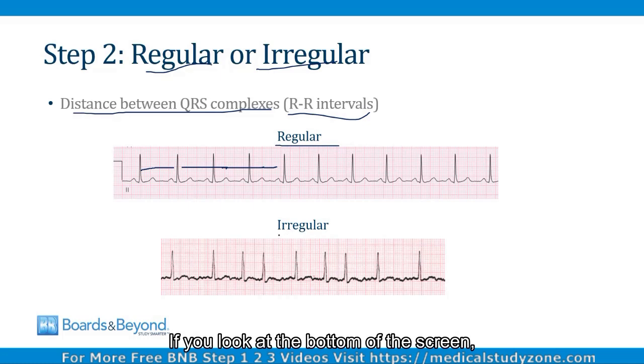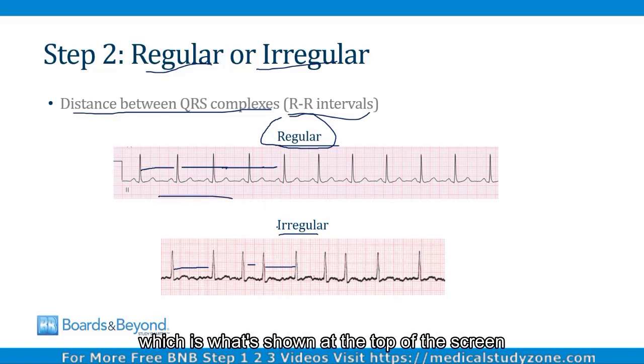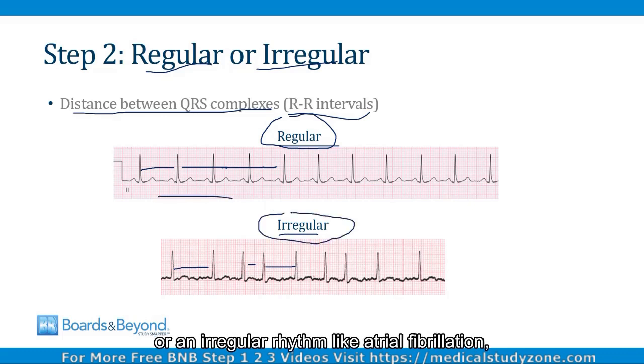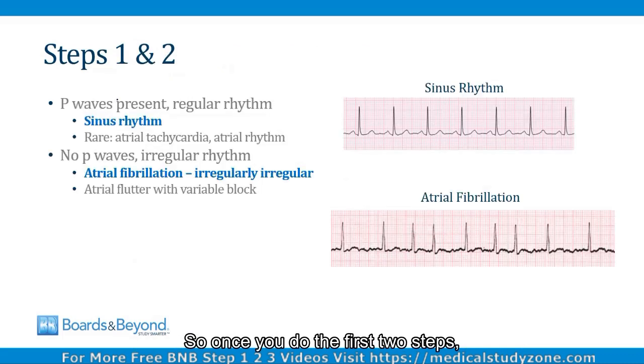If you look at the bottom of the screen, this is an irregular rhythm. We have a long distance here, followed by a short distance here, and then a long distance here. You should be able to quickly recognize the difference between a regular rhythm like sinus rhythm, which is shown at the top of the screen, and an irregular rhythm like atrial fibrillation, which is shown at the bottom. So once you do the first two steps, you can often put together a diagnosis for what's being shown on the EKG.